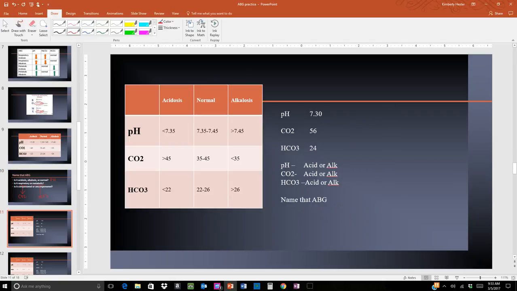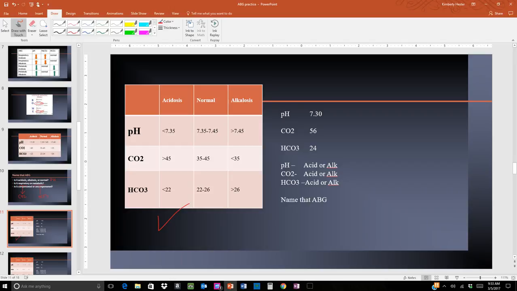So let's do our first practice ABG. For the first couple of slides, I'm going to keep this little box here to help you out. And baby steps. We use baby steps when it comes to learning. After a few slides, we'll take this away and try to do it by memory.